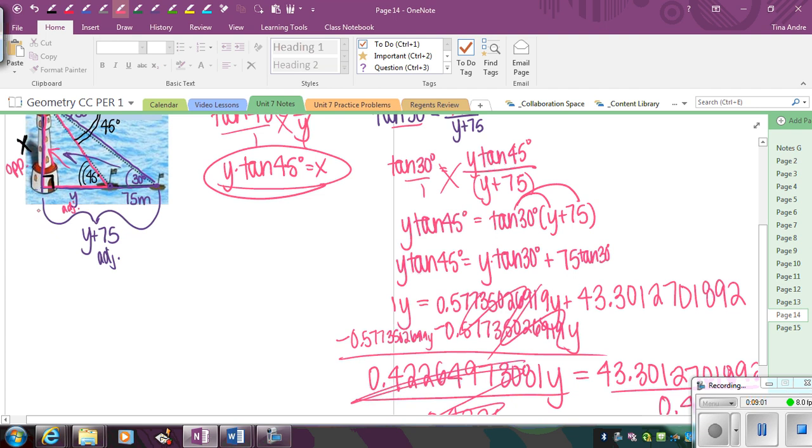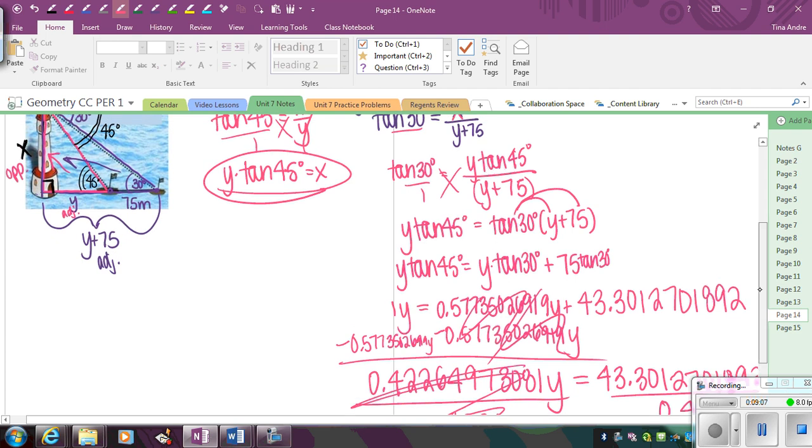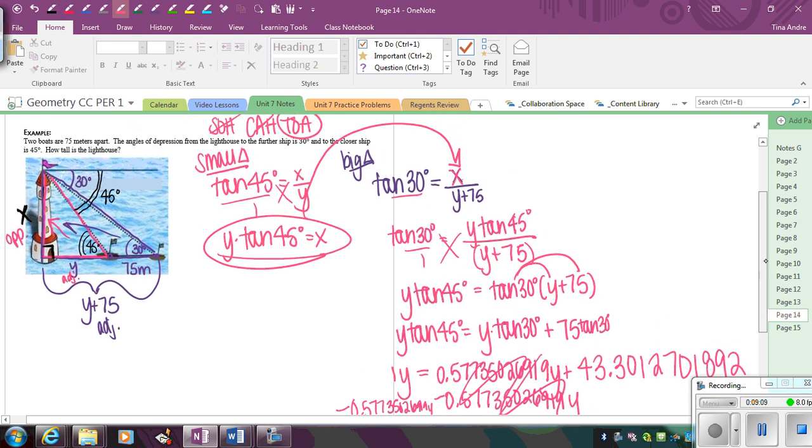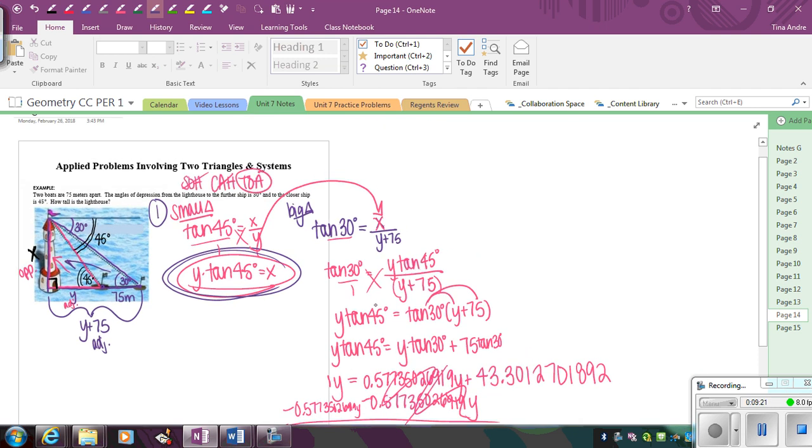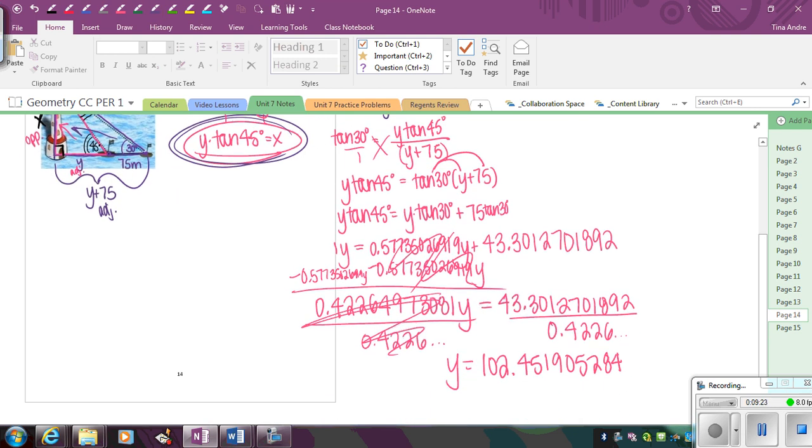If we wanted to find the total distance from the bottom of the lighthouse to the further boat, we'd have to add 75 to it. But remember, I want the height, so I need to find x in my picture. So luckily, I already have this formula right here that has x already solved. So I'm going to go ahead and plug into that. So I'm just going to label this. This was step 1. Step 2 now is I'm going to plug into this formula.